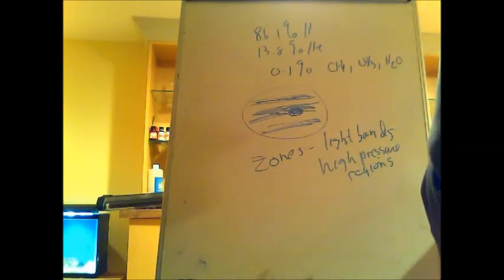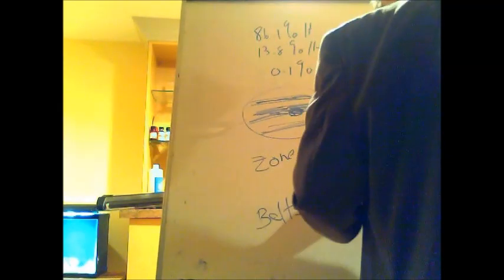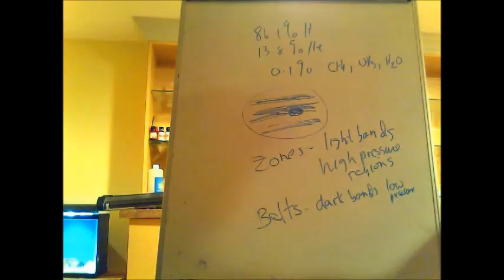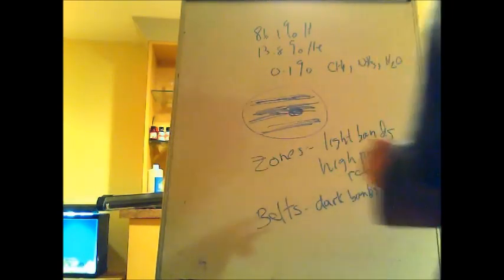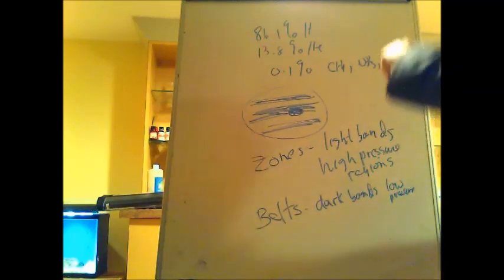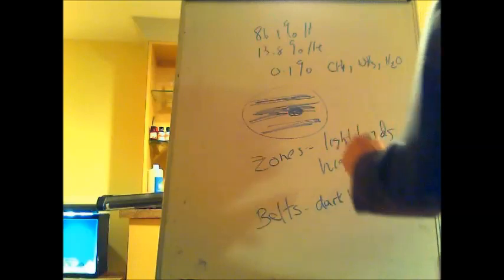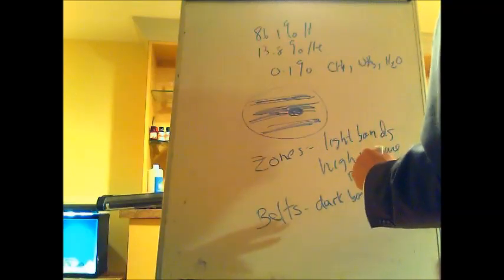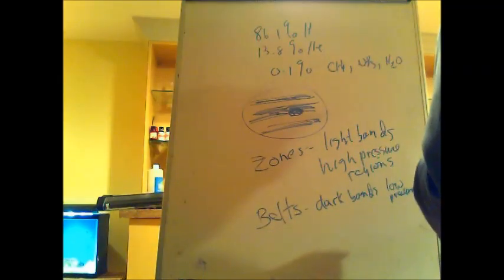We also have other bands that are called belts, which are the dark bands, and these are low pressure regions. When you have this alternating high and low pressure, what happens is that in the areas of low pressure, the atmosphere, the gases are actually going to move downward, and in the areas of higher pressure, they're going to move in the opposite direction.